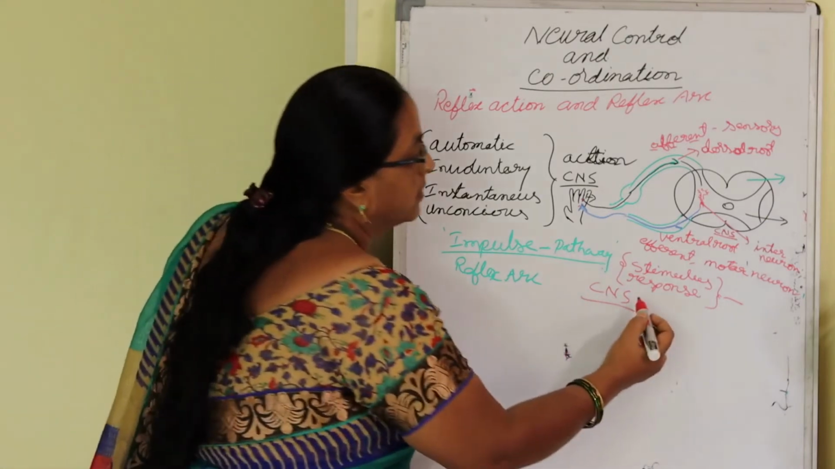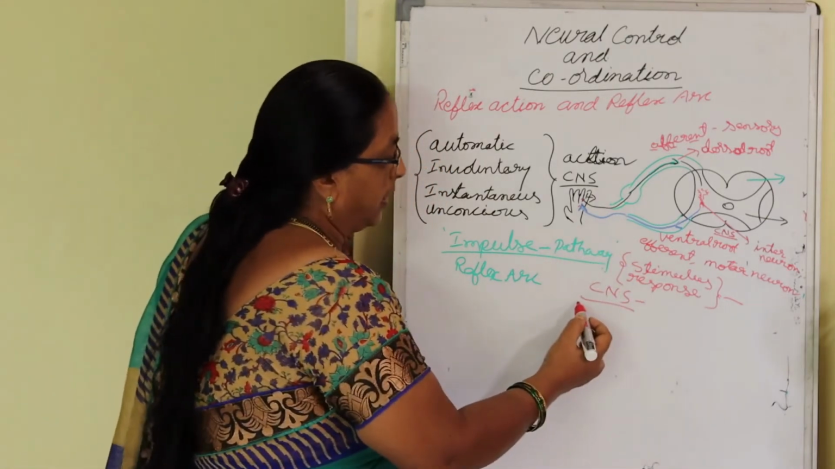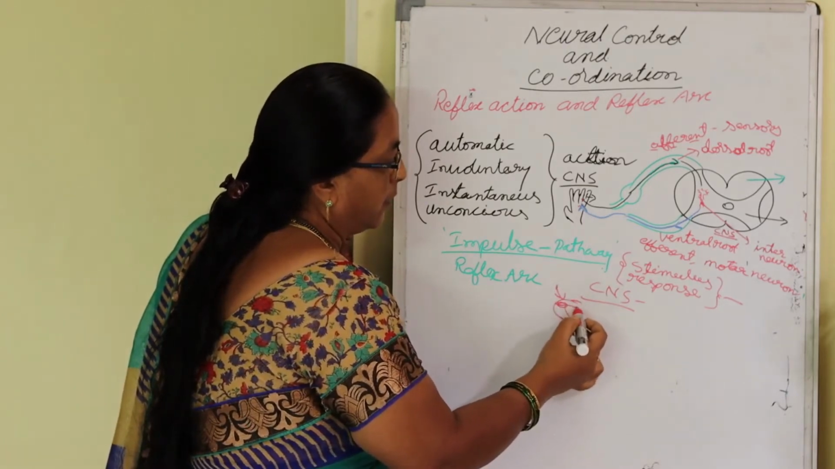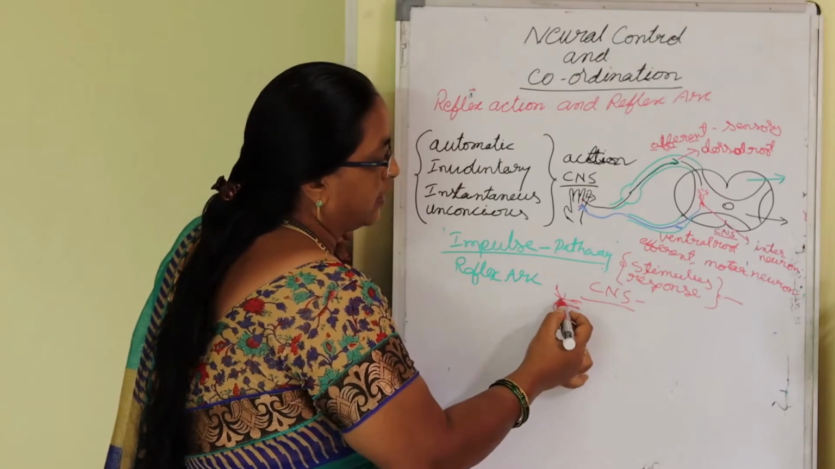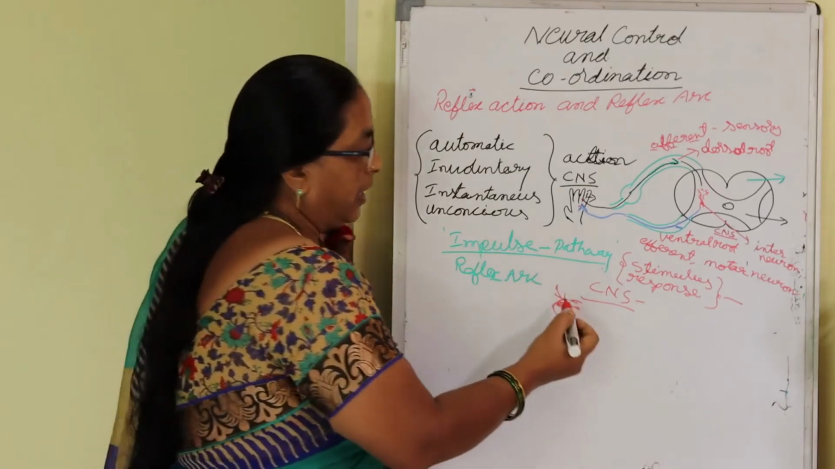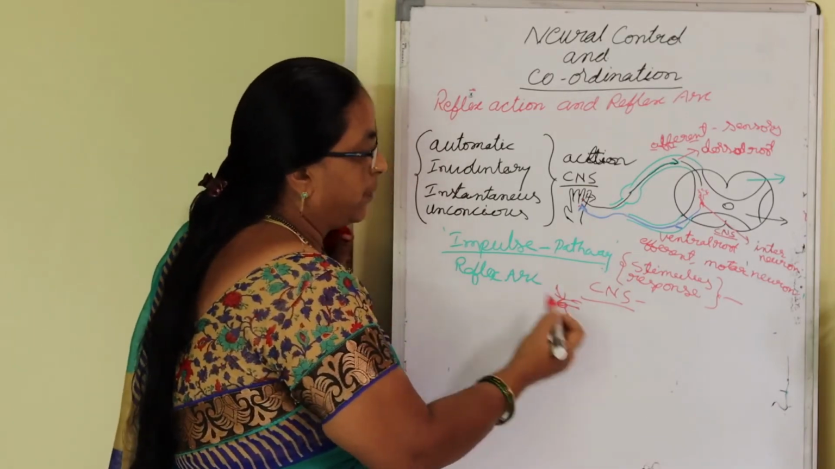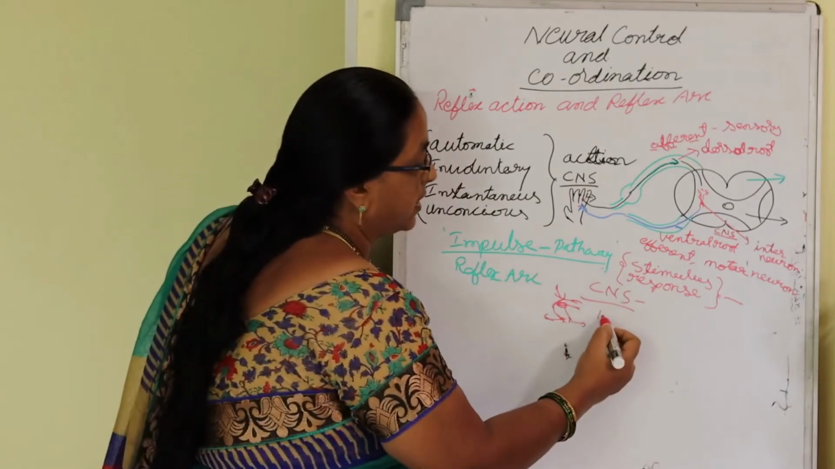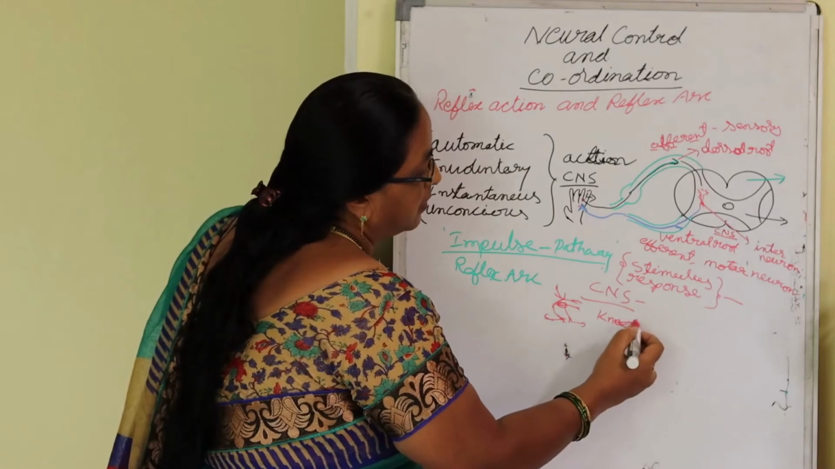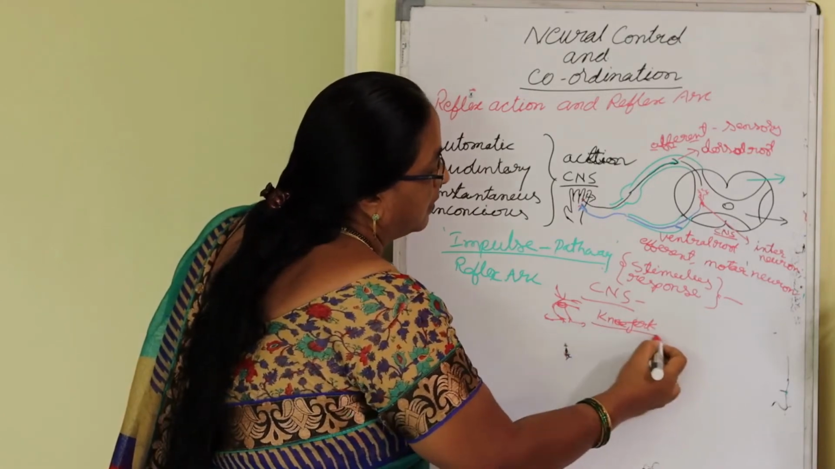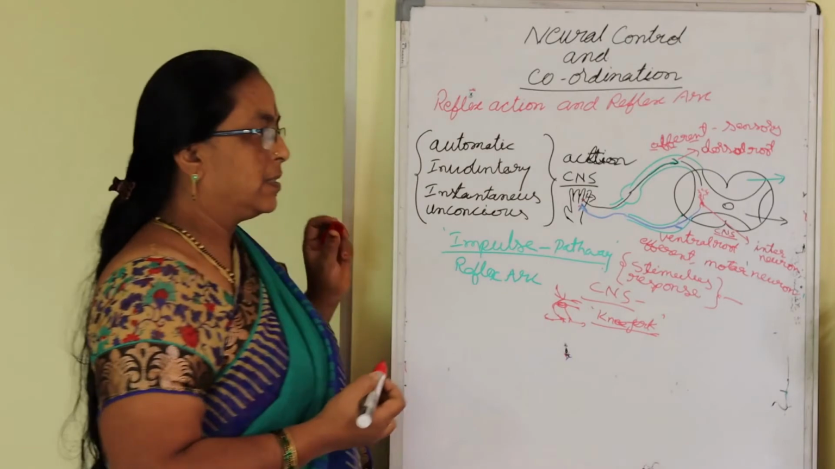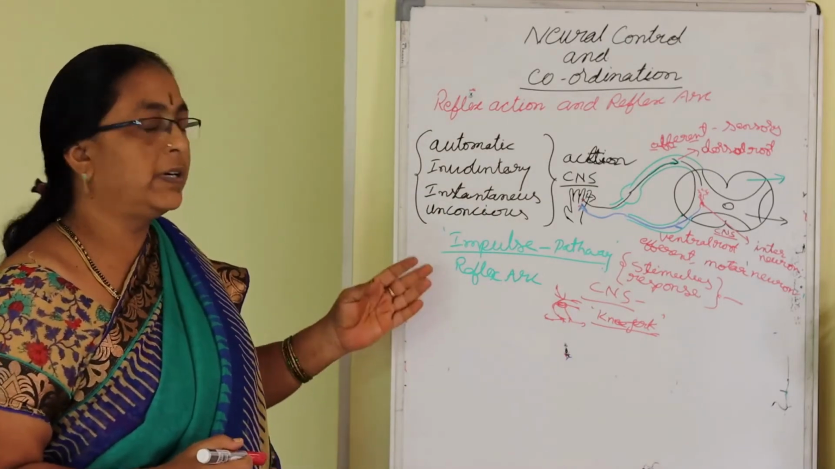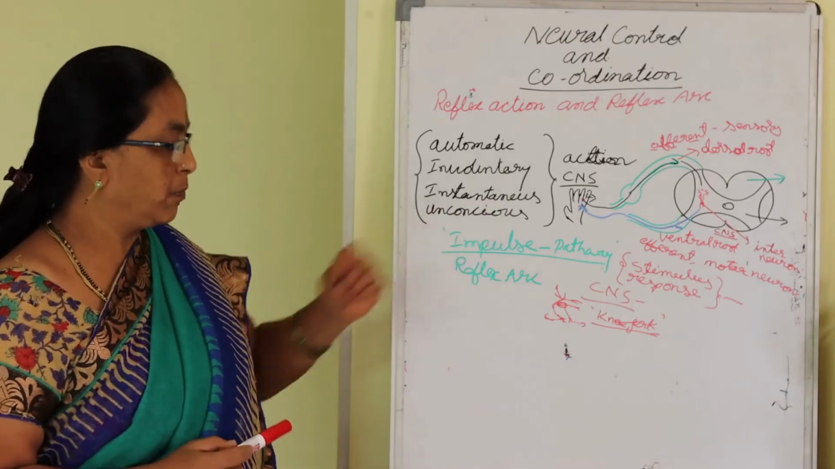Suppose if a knee feels any pain, automatically the leg movement will be backward or forward. So this we call a knee jerk. Due to the outside environment, we have receptors in our body.